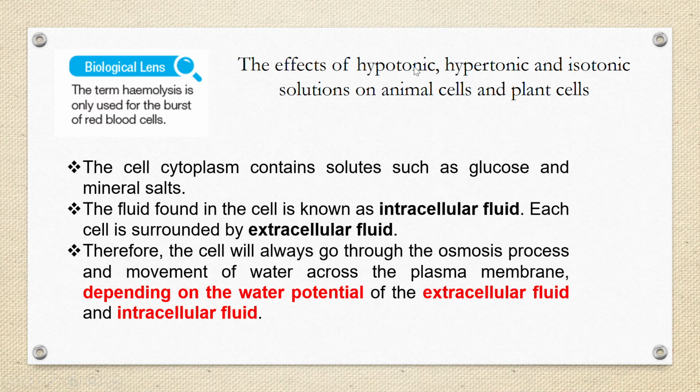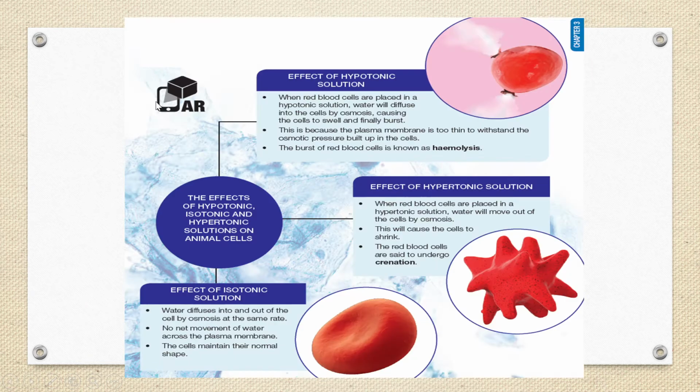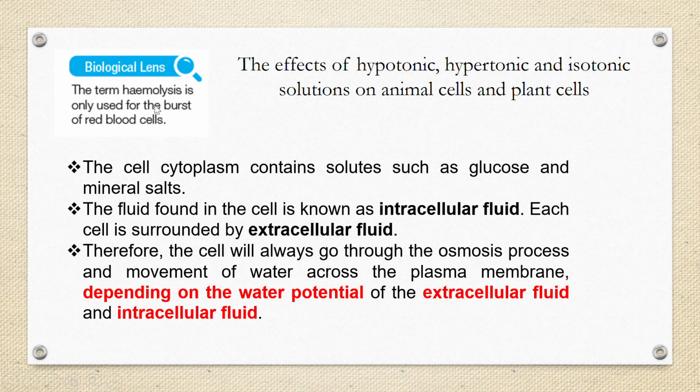Okay, the effects of hypotonic, hypertonic, and isotonic solutions on animal cells and plant cells. So this one, some biological lens over here, the term hemolysis. Hemolysis is only used for the bursting of red blood cells, because the term heme comes from the word hemoglobin, the pigment that gives red blood cells their red color. So that's why it is exclusive and only to be used for the bursting of red blood cells.